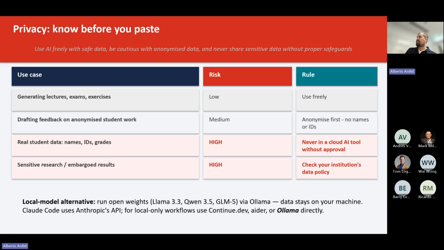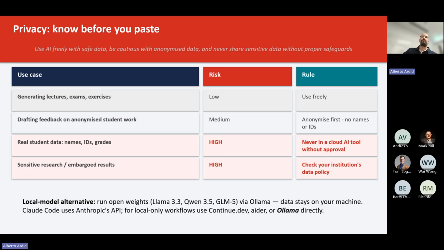The way that I do it, generating lectures, writing some exam questions or exercises, fine. It's just general knowledge. If you want to draft feedback on student work or a PhD, anonymize it first, so any names go. And there is a high risk area, which is real student data: names, ID, grades, and so on. That's the danger territory that we're not there yet, I think, right?